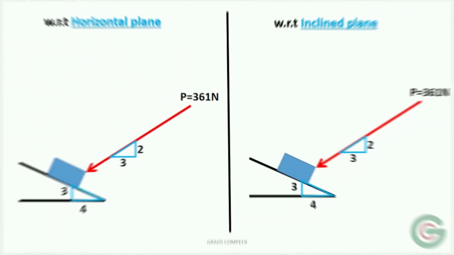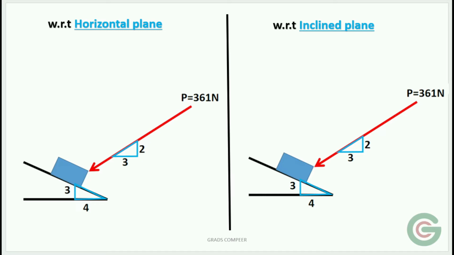In order to resolve this force P, we need to do three things. First is to indicate the direction of the axis. Second, to indicate the directions of the components. Third, to find the angle which the force makes with its x component. Then we can find the magnitudes of the components of force P. Now resolving with respect to the horizontal plane.